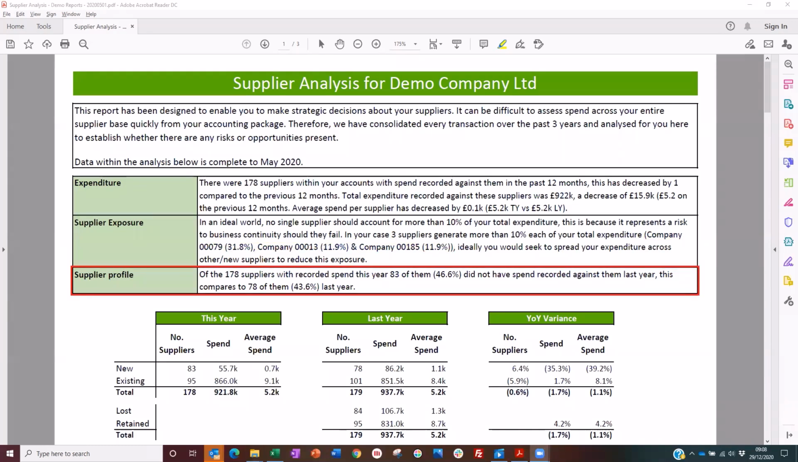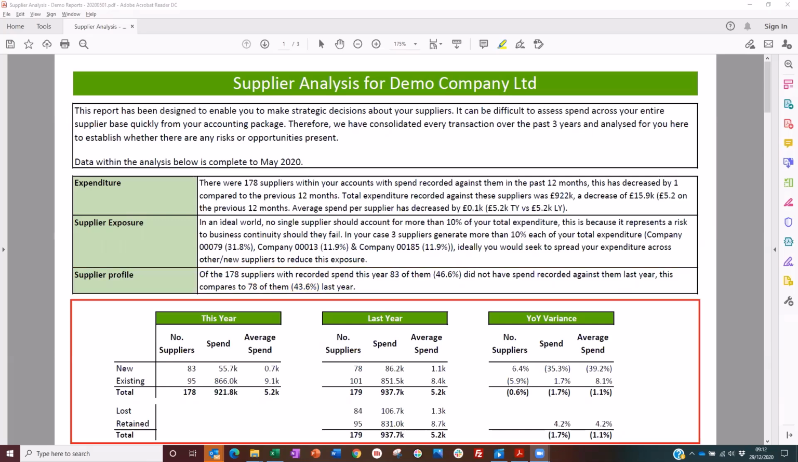The supplier profile comment analyzes the total supplier base over the past 12 months and the proportion of those suppliers that did not have any spend recorded against them in the previous 12 months. These are classified as new suppliers. This is then compared to the number of new suppliers generated last year.